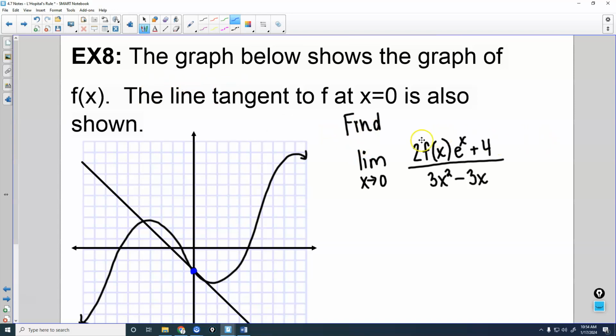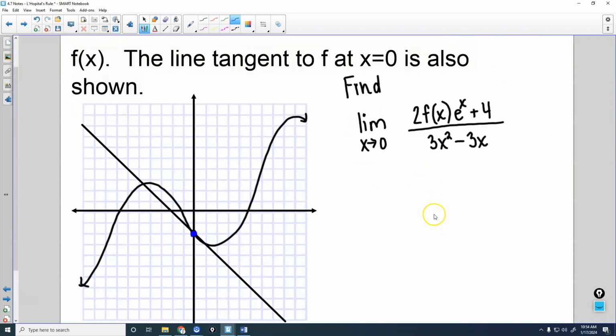You are also likely to possibly get something crazy like this, and we're supposed to find the limit as x approaches 0 of all this stuff. You have to use L'Hopital's rule for this, because if you don't, you're not going to be able to take the limit at all.